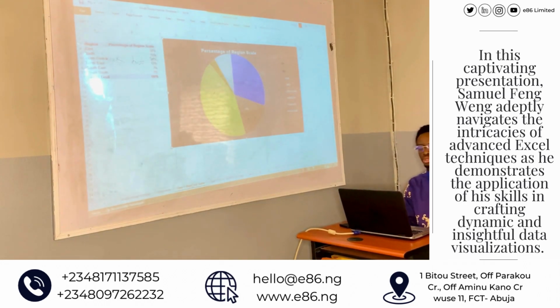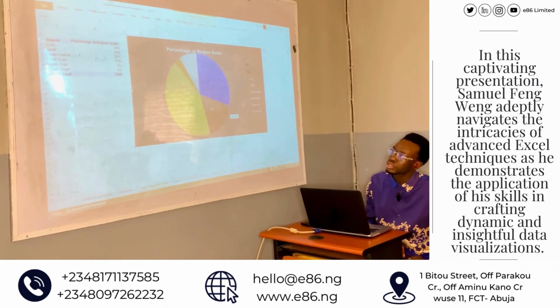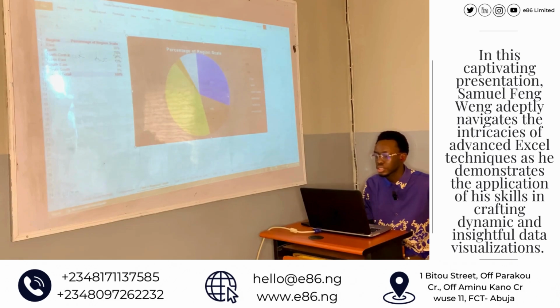Now, for the first one, we're talking about the regional scale. By the look of this, using what we call the pie chart, we could see the percentage of students that have been enrolled in this institution. If we check on it, you can see the different colors. We can now say that yellow and blue show the most populated regions.